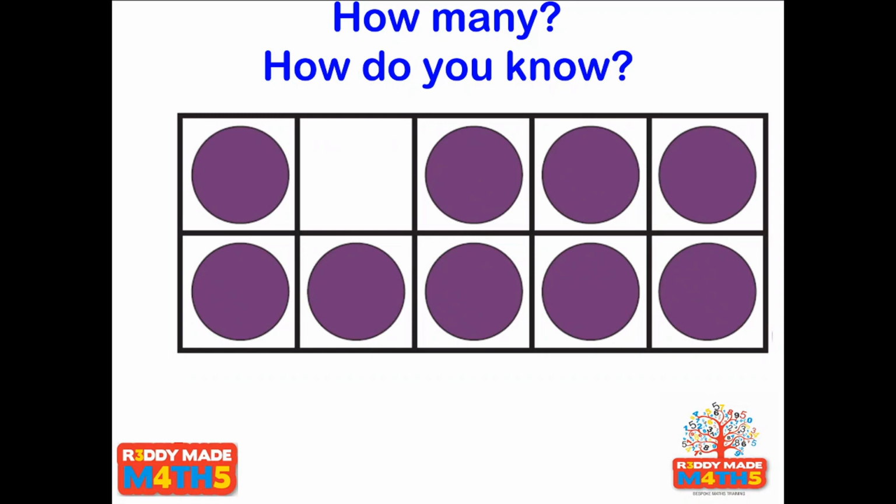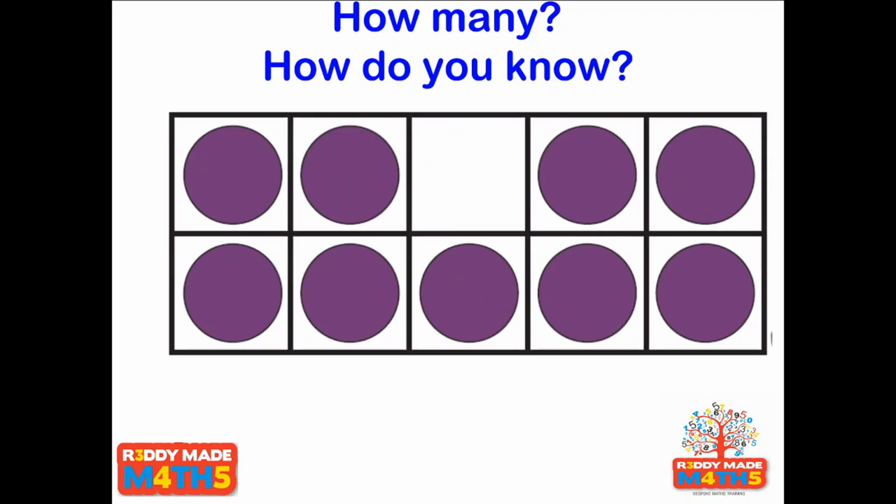This one, I only moved 1 counter, but children will describe this one in different ways. They might now say 3 plus 6 if they see the numicon shapes, the 3 and the 6, or they might say 1, 3, and 5. So they might say 1 on the top, a space, 3, and then the whole bottom row has got 5 on. There's lots of different ways to describe it.